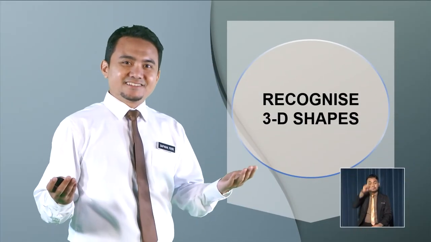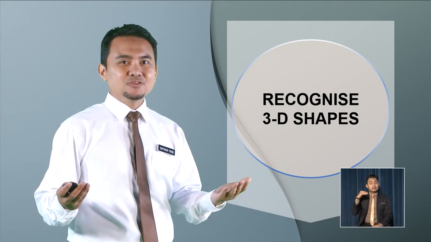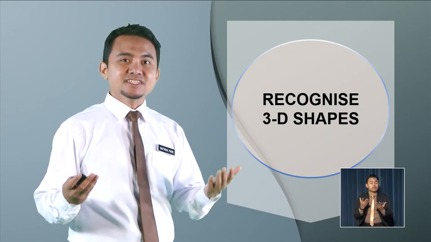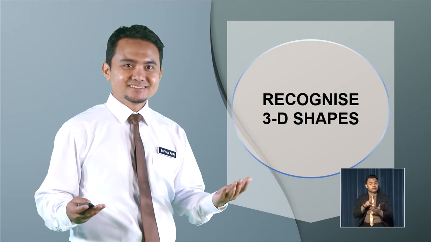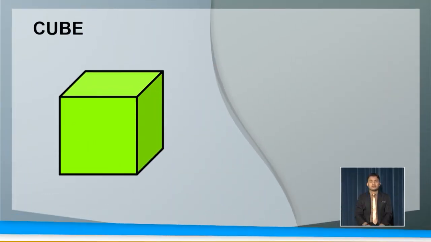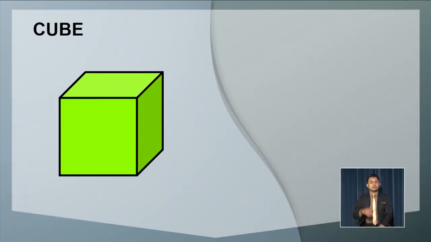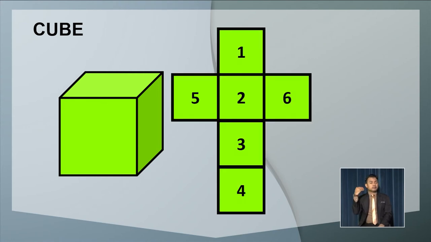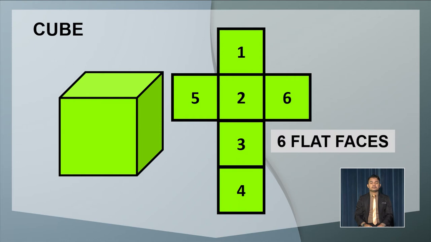Boys and girls, let's learn how to identify 3D shapes. This is a cube. A cube has 6 flat faces. 1, 2, 3, 4, 5, 6. 6 flat faces.